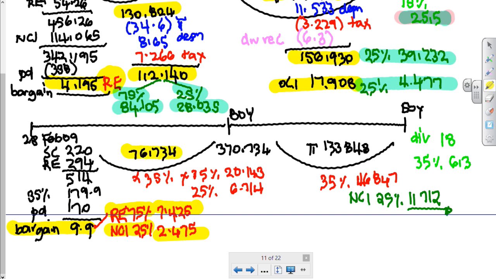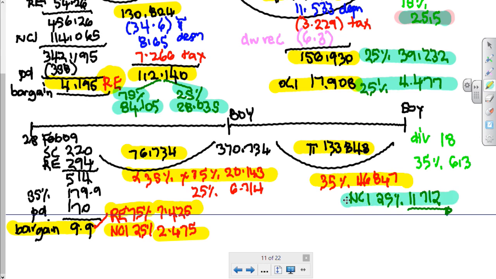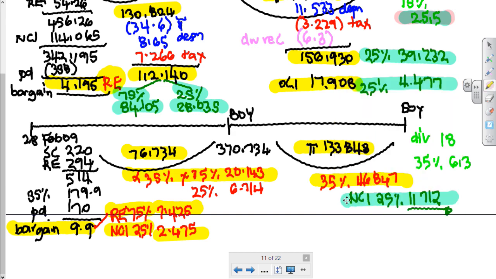The movement in retained earnings here was straightforward. There were no intercompany transactions. Again, I'm going to take 75 of 35 into my retained earnings. Do you agree? The rest would go into NCI if you were asked to do an NCI column. Current year profit, 133,848. 35% is share of profit of associate, 116,847. NCI's share of that, which is going to go into the NCI piece, is the 11,712. And then I've got this dividend that I'm reversing over here, 6.3, which I had seen up there as well.